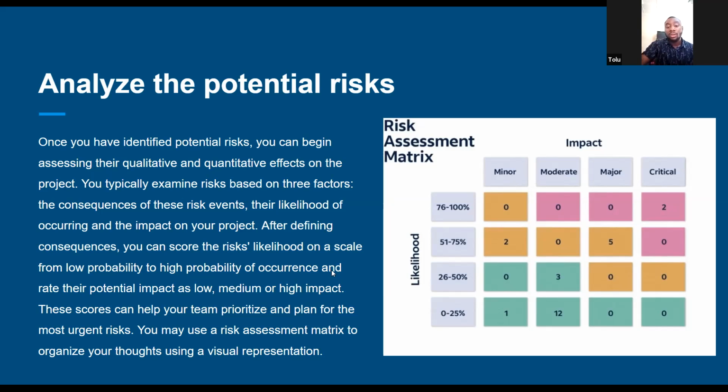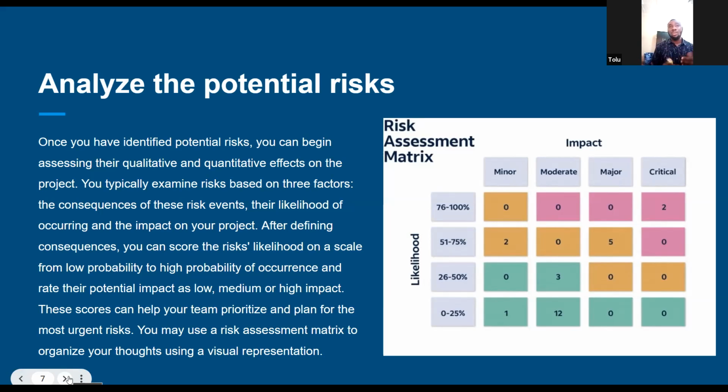And the other one, 51 to 76%, and it is major for the second one, for the major one, and the moderate one also is high. So all those red ones mean they are going to happen, and it is critical, and the impact is high on your project. So that means you have to actually create a risk plan against them to solve them.